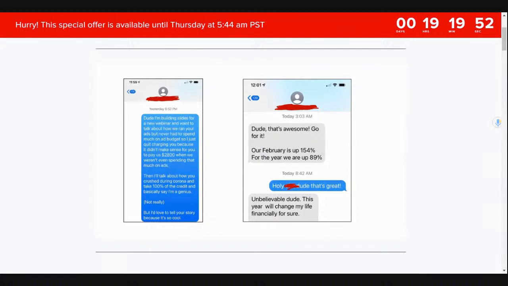And check this out. He says, our February is up 154%. For the year, we're up 89%. I'm like, man, that's great. He says, dude, this year will change my life financially for sure. That's awesome, right? And so those are a couple of examples of non-marketing related businesses that you really wouldn't think of that are doing really well from the internet.